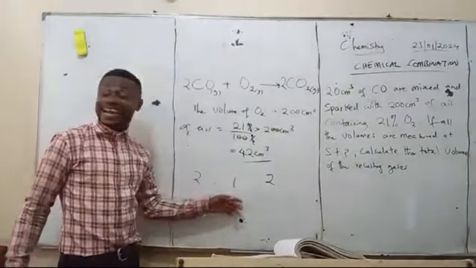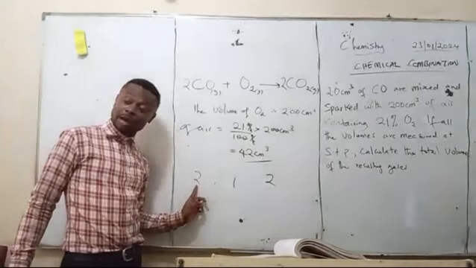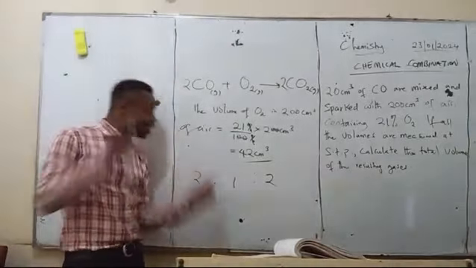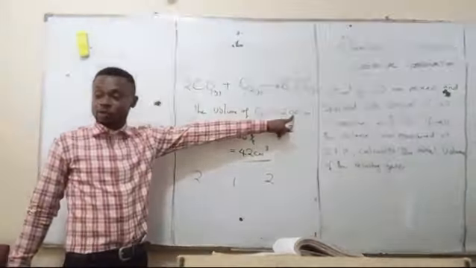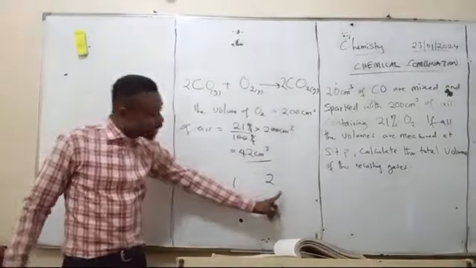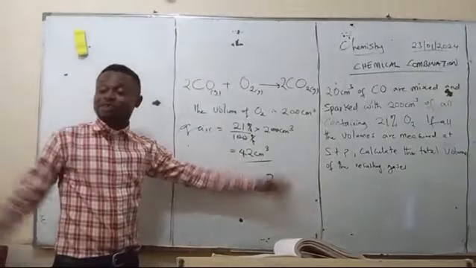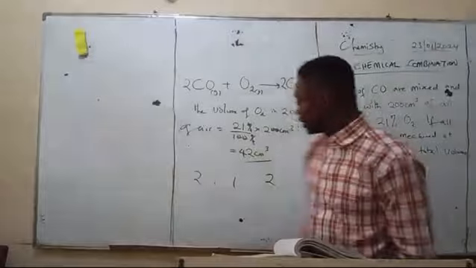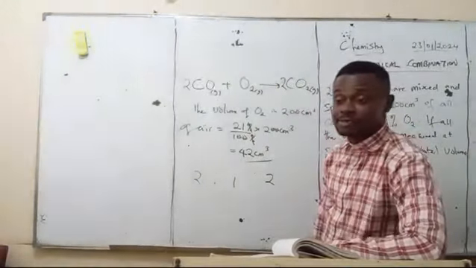This one and this one, they are gone already. 10 cm cube from oxygen and this 20 cm cube from carbon 2 oxide have been used up. The remaining oxygen here, which is 32, plus the residual gas here, which is 158. Then plus the carbon 4 oxide produced, which is what? 20 cm cube. So everything becomes what? 210 cm cube. So the volume of the resulting gases is what? 210 what? Cm cube. Does it make sense?